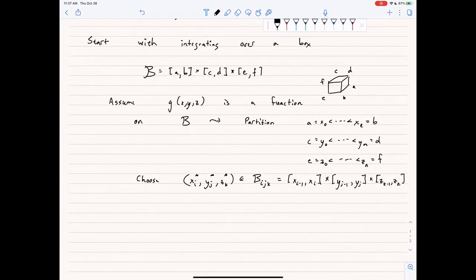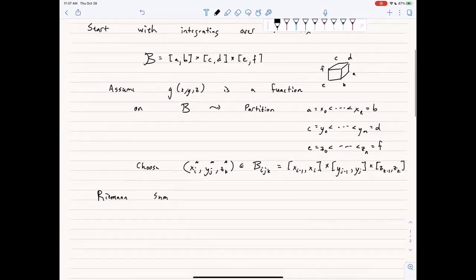Okay, so I chose the sample points, I've chosen a partition, and I can then make the Riemann sum from all of this data, which gives me an approximation to the total mass if g is thought of as my mass density function.